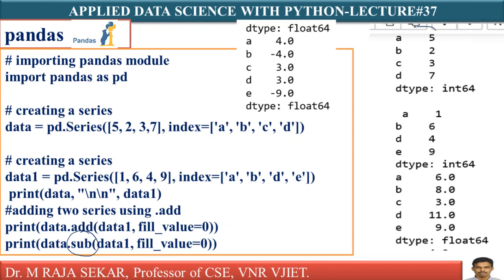Now just see data.sub means subtraction. What will you get? This is A equal to 5. Here A equal to 1. 5 minus 1, 4 you are getting. Here B equal to 2. Here B equal to 6. 2 minus 6, minus 4.